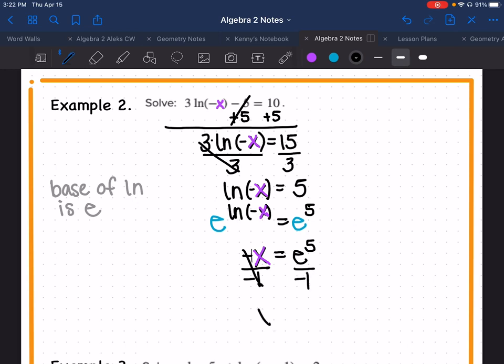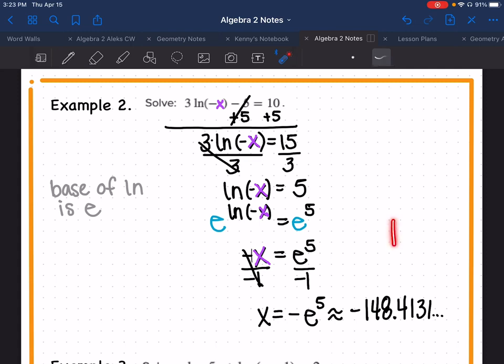So I'm going to grab my calculator and put e to the 5th power divided by -1, or negative e to the 5th power. Either one would work. And I get negative 148.4131. And if we were to round, let's say they wanted us to round to the nearest hundredth.